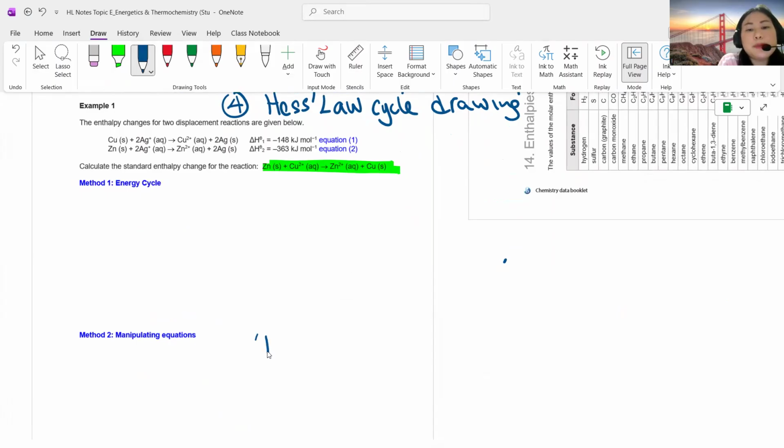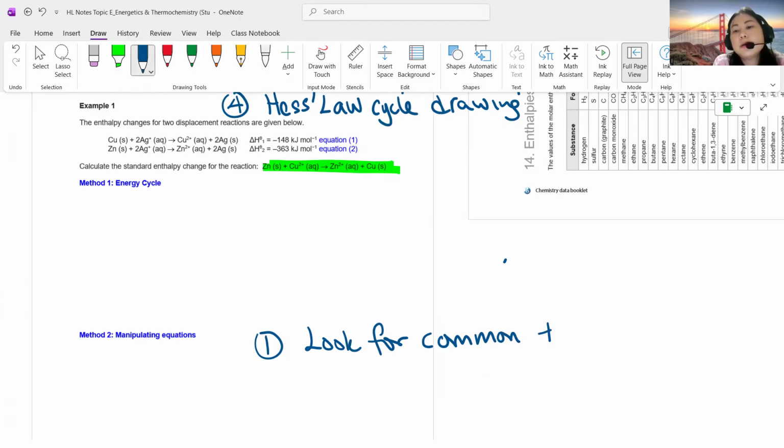So what do we do when we manipulate equations? Very simple, okay? Remember the line in green is the equation that you're supposed to find. So you cannot change the one in green. You can only change equation 1 or 2. So what you do is you look for common terms. And when I say look for common terms, we try to avoid oxygen and water, if you can.